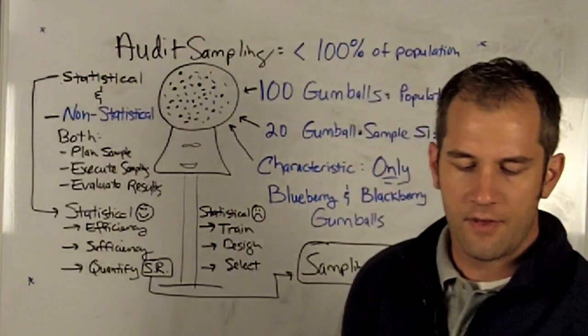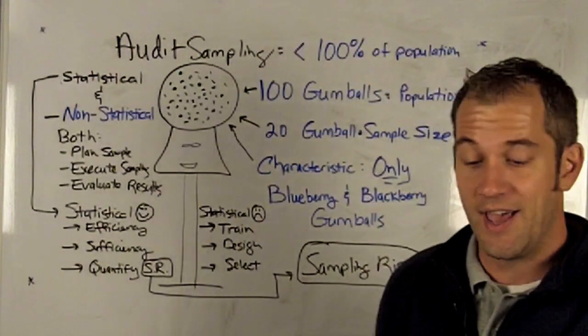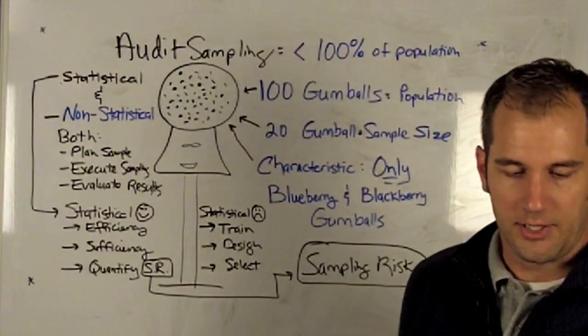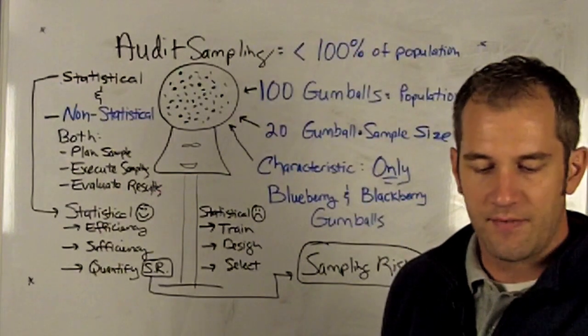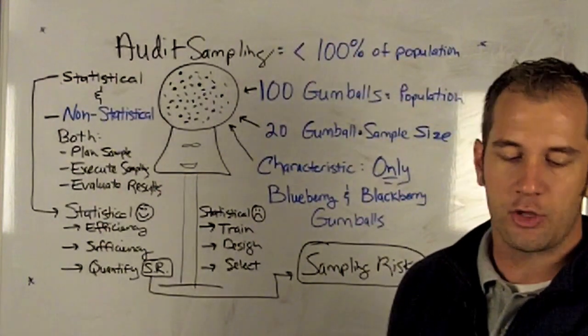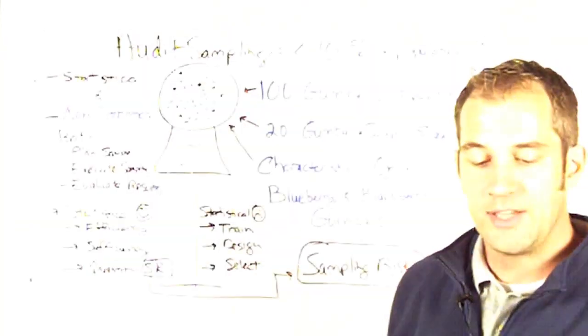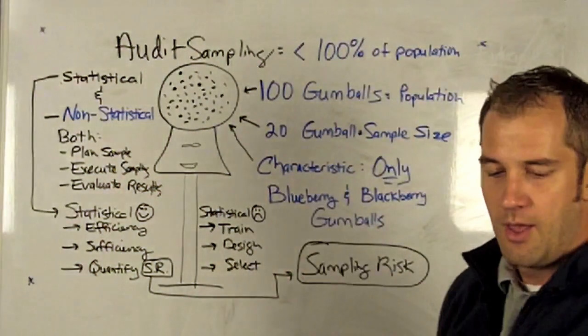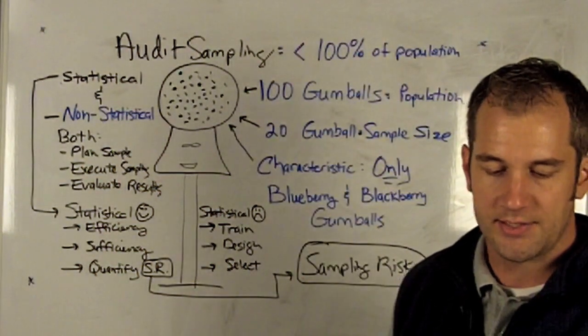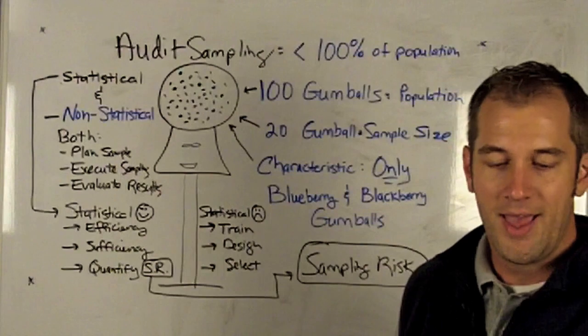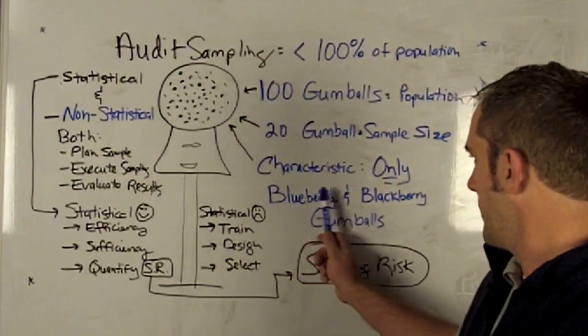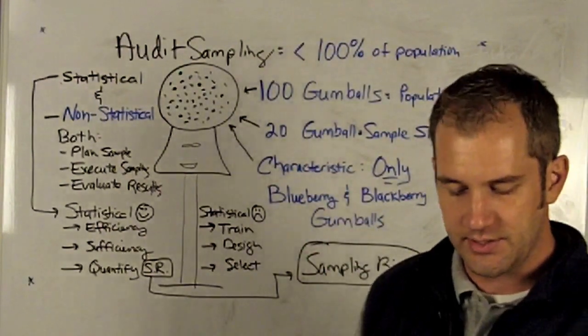Number 1, which of the following is included as part of the definition of audit sampling? Inquiry and observation procedures, documentary evidence, evaluation of some characteristic, or statistical techniques? And it's C, evaluation of some characteristic, which we just talked about, blueberry or blackberry. We're looking at a characteristic.